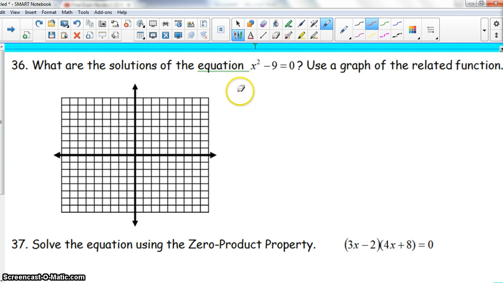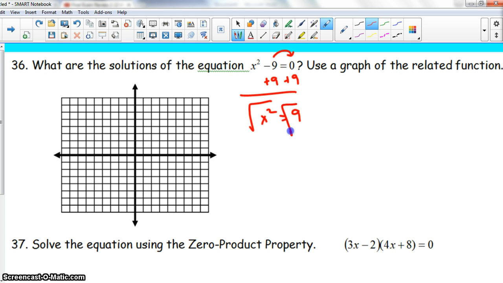Number 36, it says, what are the solutions to the equation x squared minus 9? Use a graph. Well, let me back up. Since it's a binomial, you could technically move this 9 over by adding it. X squared equals 9. To undo squaring, we take the square root, and we should have 2 solutions. So this is where we get x equals positive 3 and x equals negative 3. So these are the actual solutions.